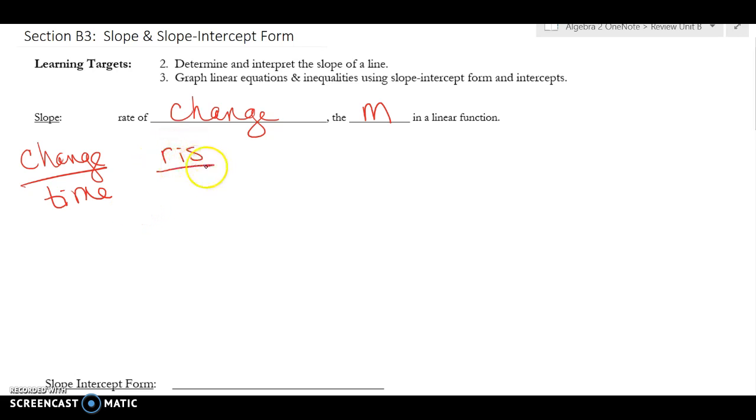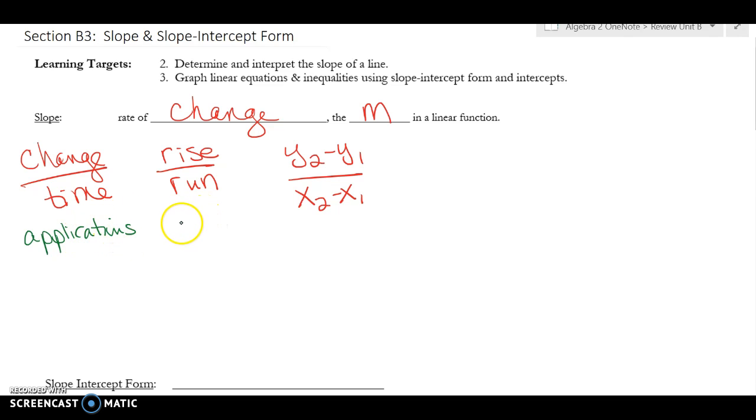And then this is rise over run. That one's for graphing. And then there's the formula, which is used for coordinates. So again, the first one is for application problems. This one is for graphs. And this one is when you're given coordinates. But all of them give you the same thing.